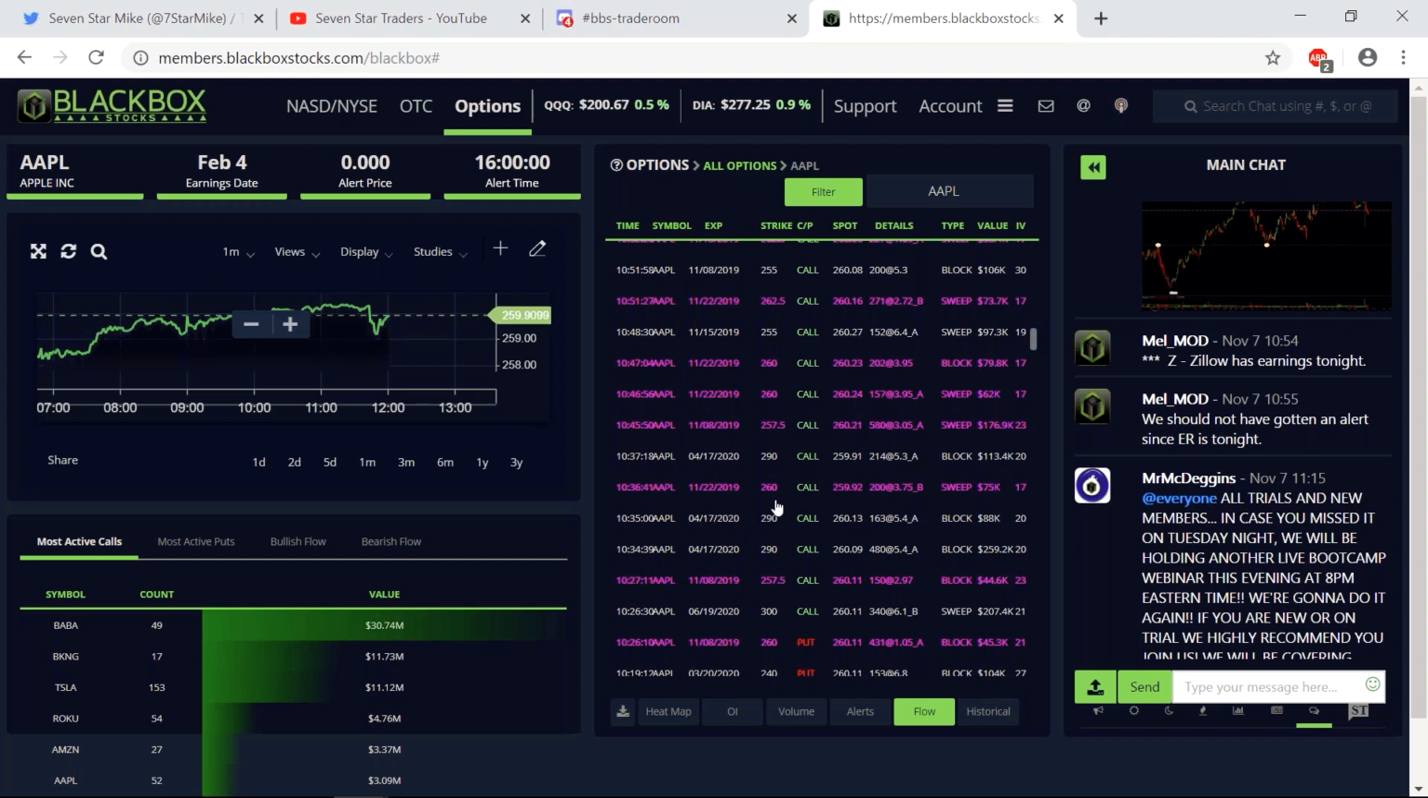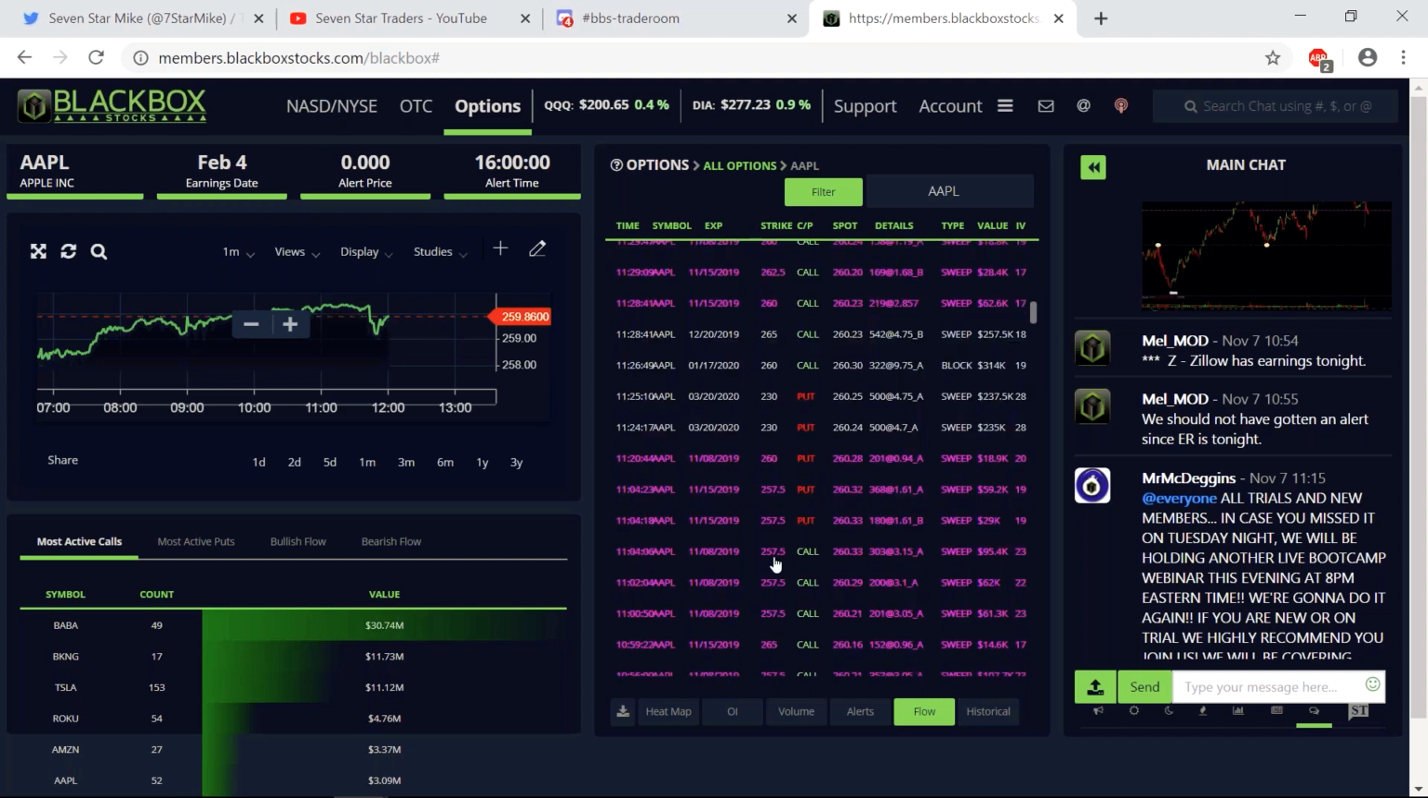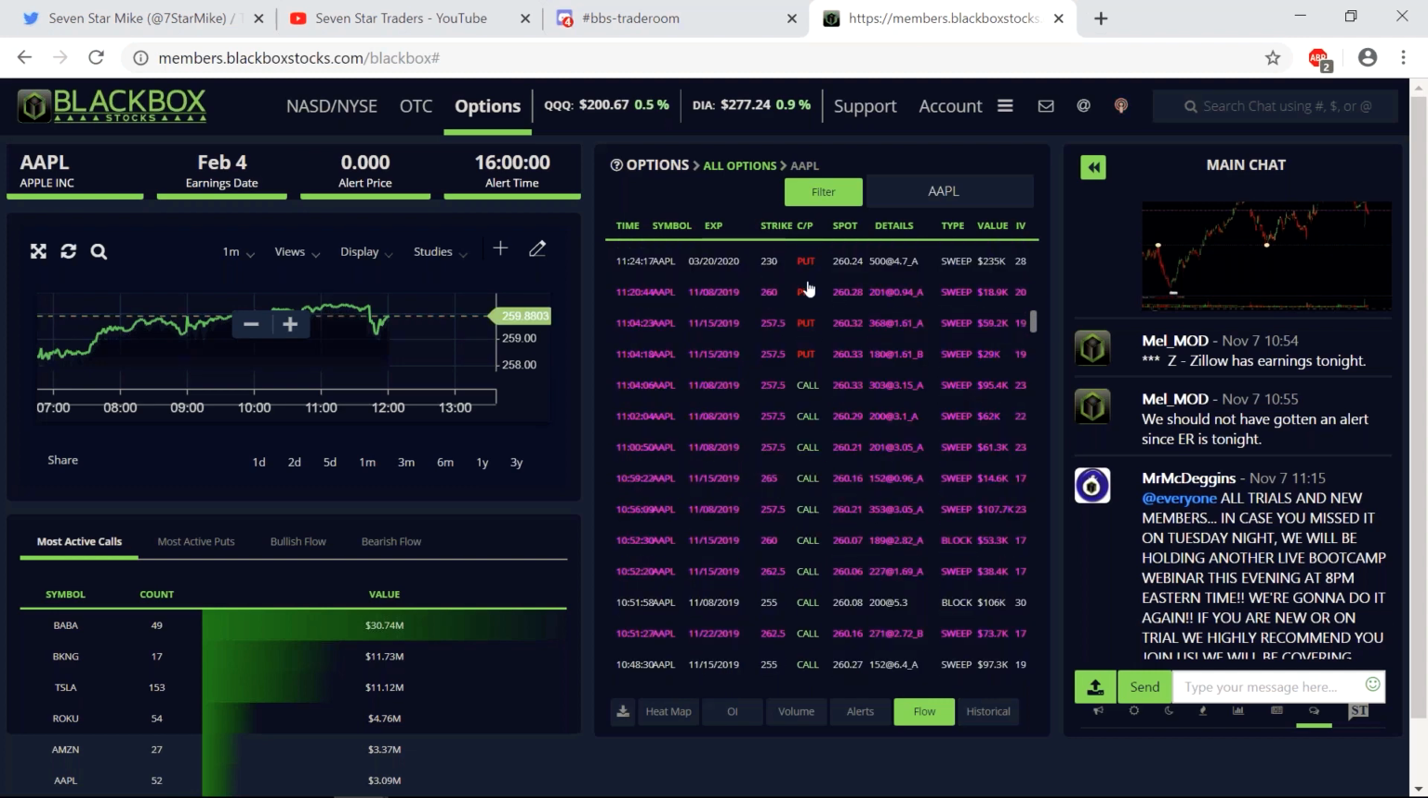And whether I'm in this particular trade or this particular trade or this one, it doesn't really matter so much for me. What I'm watching for is what's the general guidelines and consensus for Apple as far as what the big money is doing. So when I'm in a trade, I like to keep this filtered to the specific ticker that I'm trading and just get a general idea of what's going on. I can see some calls here. I can see some puts here. I can see the expirations and the strikes that are being traded.